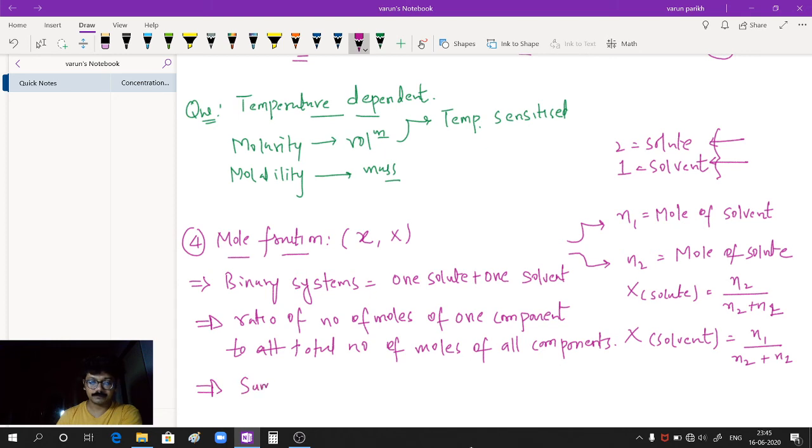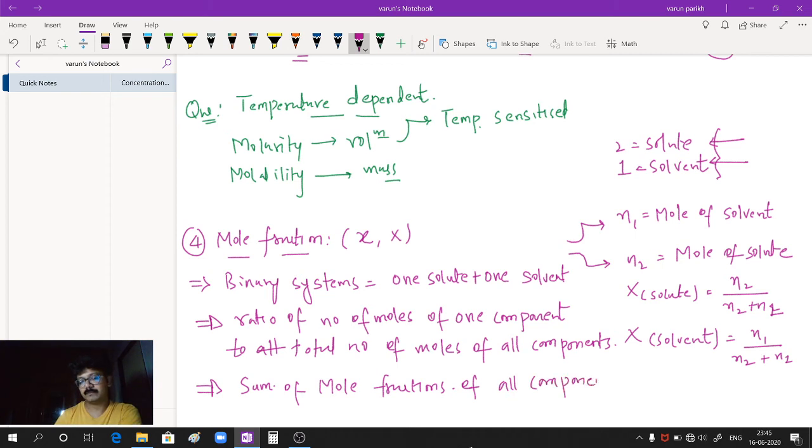Sometimes they ask, what is the sum of mole fractions of all components? So it is always equal to 1. See, mole fraction of solute plus mole fraction of solvent is equal to n2 upon n1 plus n2, plus n1 upon n2 plus n1. That means the denominator is same, and the numerators add up to the same.